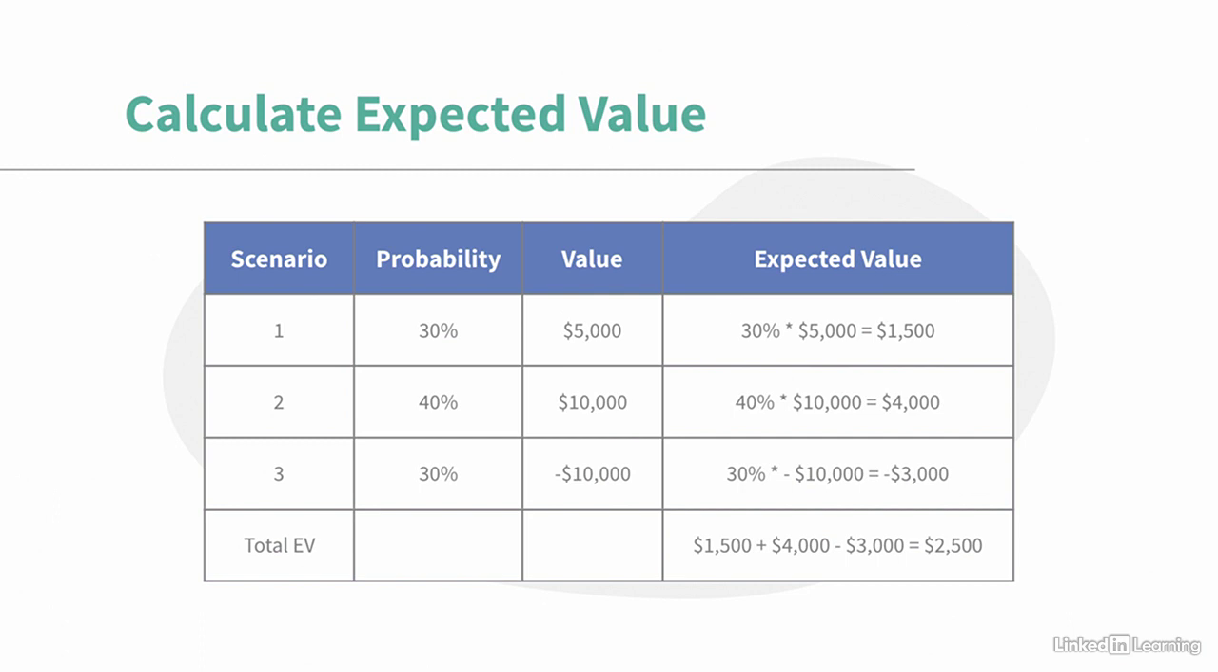So the expected value for scenario 1, which is 30% likely, with a $5,000 value, is 30% times 5,000 equals 1,500. You can use the same calculations to calculate expected value for scenario 2 of 4,000 and scenario 3 of minus 3,000. You then add up all the expected values to get the overall expected value for a scenario. So that would be 1,500 plus 4,000 minus 3,000 equals positive $2,500.